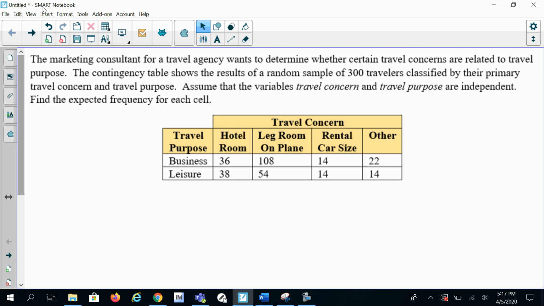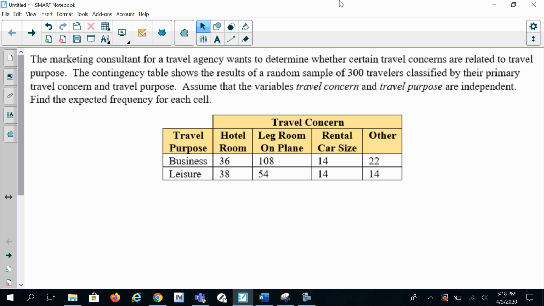So let's go ahead and read the problem. It says the marketing consultant for a travel agency wants to determine whether certain travel concerns are related to travel purposes. The contingency table shows the results of a random sample of 300 travelers classified by their primary travel concern and travel purpose. Assume that the variables travel concern and travel purpose are independent. Find the expected frequency for each cell. Well, we're going to do the test too. But that's fine. So first thing we do is HO HA.